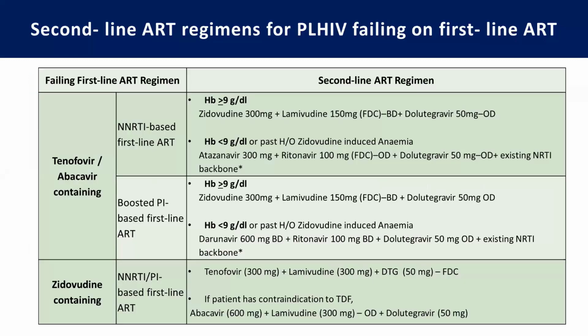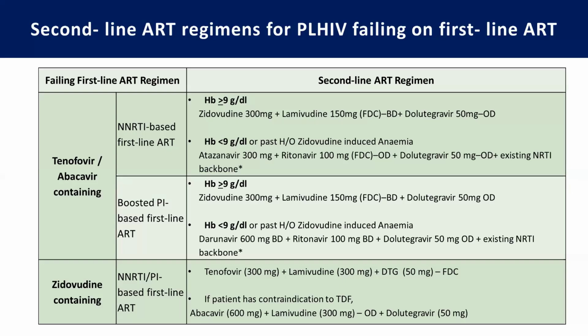Now coming to second line regimens for PLHIV failing on first line, different, not the DTG based regimen, either the NNRTI or PI based regimens. So if we have a patient who was on tenofovir or abacavir containing NNRTI based first line regimen, so that means either TLE or abacavir lamivudine efavirenz, what will be the second line? So again, because TL was used, now we have to use zidovudine. So we need hemoglobin. So hemoglobin more than 9 gram, it will be ZLD. So here DTG will now be in the second line, because the first line was NNRTI. So ZLD will be the second line in this case.